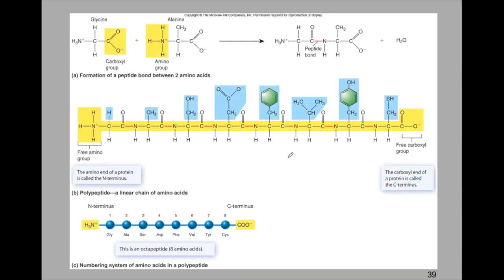So here we have the basic structure of how a protein is starting to be formed, or a polypeptide. So here's the peptide bond. The carboxyl group of one amino acid will react with the amine or amino group of the neighboring amino acid and form this peptide bond between the nitrogen of the amine group and the carbon of the carboxyl group.